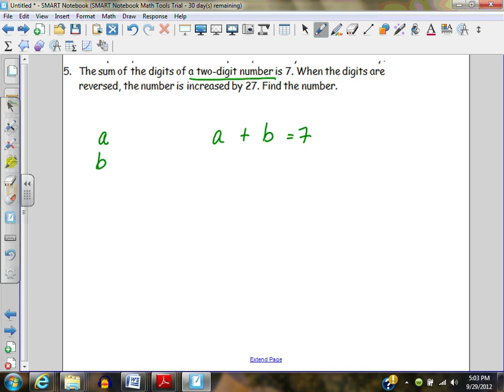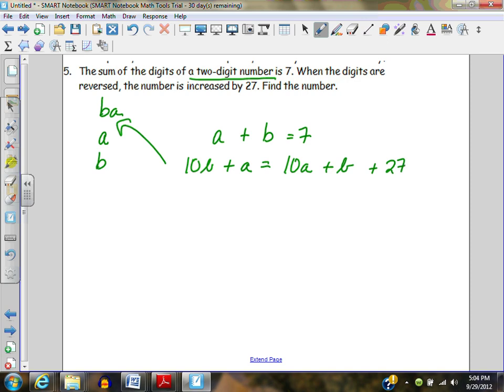This is the hard part. Now, on something this easy, I probably would guess and check, but because I want to show you this concept, I won't. So if I reverse and make it BA, that means I have to do 10 times B, because it's in the 10s place, right? Plus A is equal to 27 more than the original number. The original number is actually 10A plus B, and it's increased by 27. Now, if I've lost you, rewind.